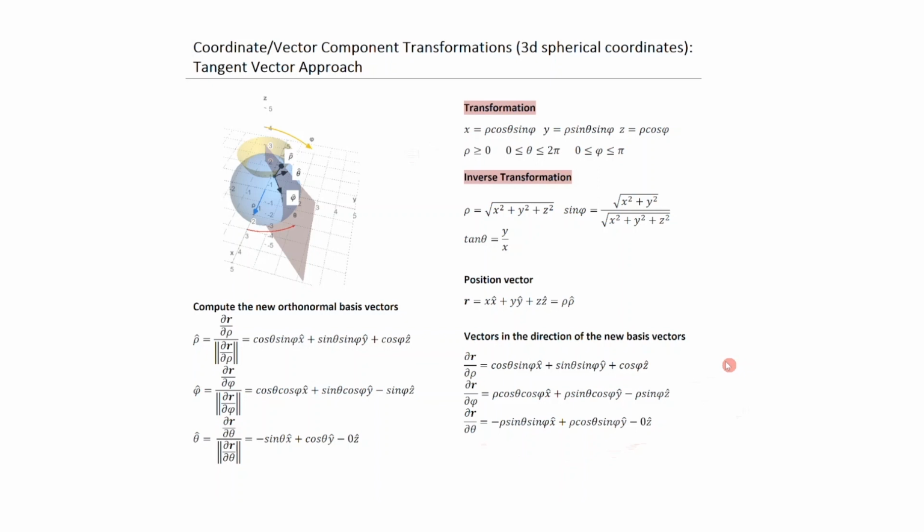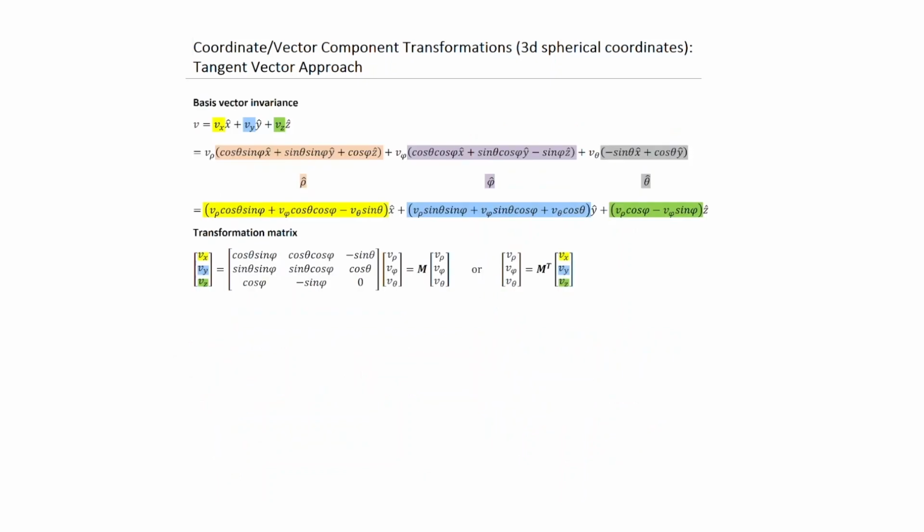But we want unit vectors, so you have to divide by the norm, which is what we've done on this side here. So this is divided by the norm. So this is going to be your rho hat vector, this is the phi hat vector, and this is the theta hat vector. All right, so again, basis vector invariance. You can write it either in terms of the new basis vectors or the old basis vectors. So this is the rho hat vector, this is the phi hat vector, and this is the z vector from the previous page.